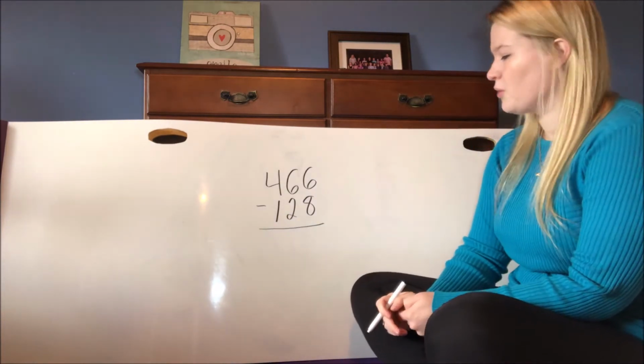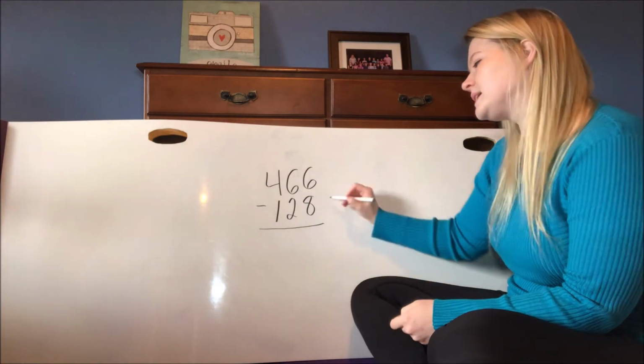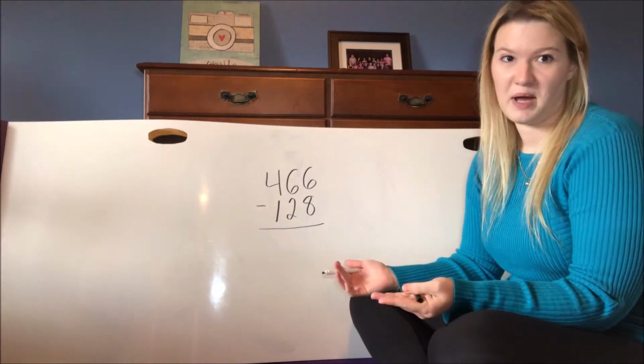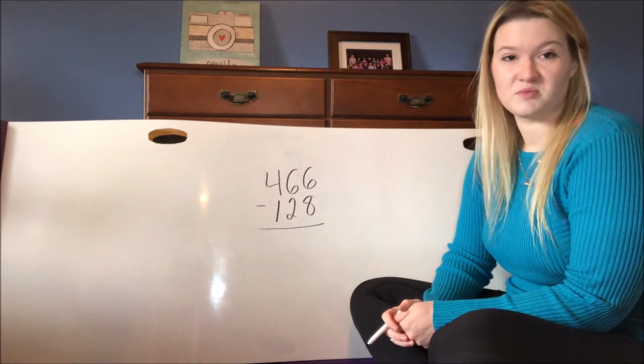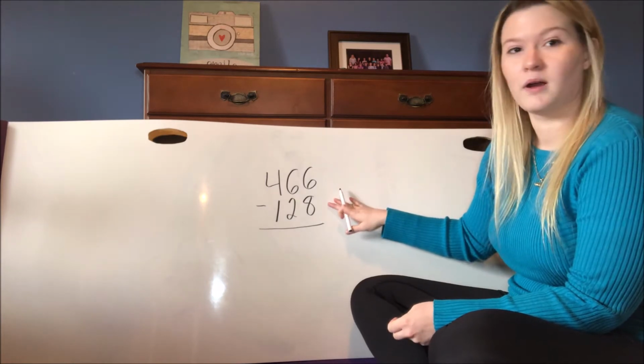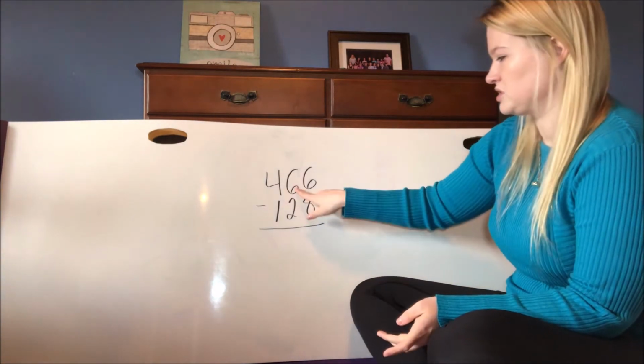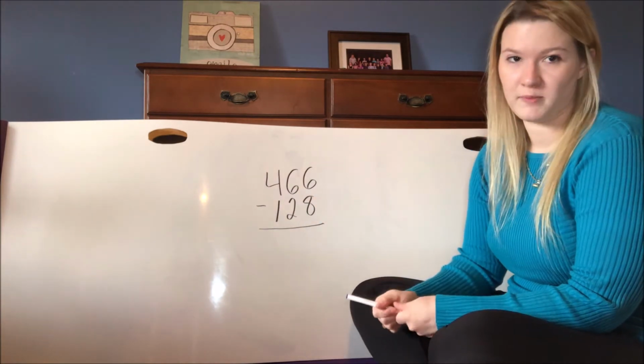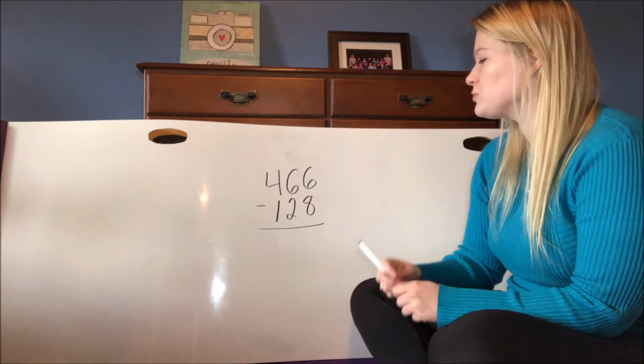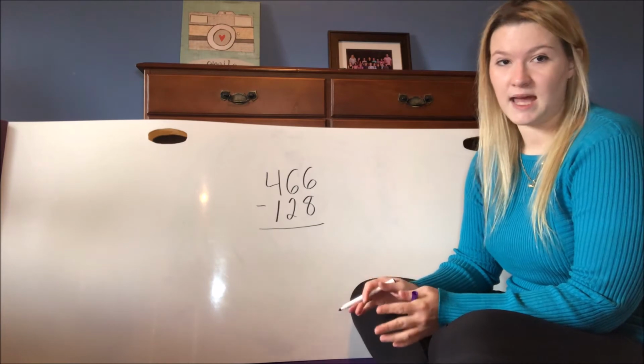Okay, so when I look at the ones column, I know I can't take 8 away from 6. It's not possible. So I'm going to have to do some regrouping. We've got more on the floor. So I have to go next door to the tens place, which is here, and I have to borrow from them. So our little poem says you go next door and you get 10 more.